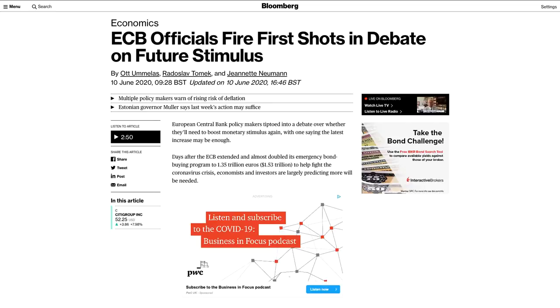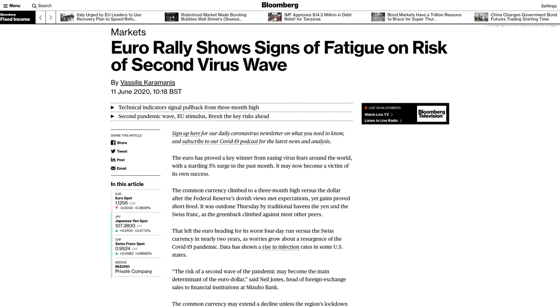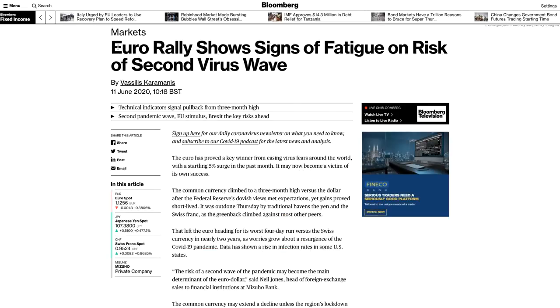Moving over to Europe. European officials fire first shots in debate on future stimulus. The European Central Bank added stimulus last week, and so there is really discussion on the future of further stimulus. Usually stimulus tends to, or should, have the effect of weakening a currency, but with the euro it actually had the opposite effect. So the euro rally shows signs of fatigue on a risk of a second virus wave as well.